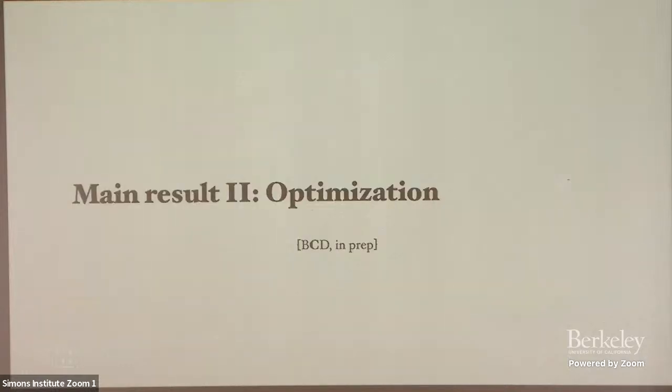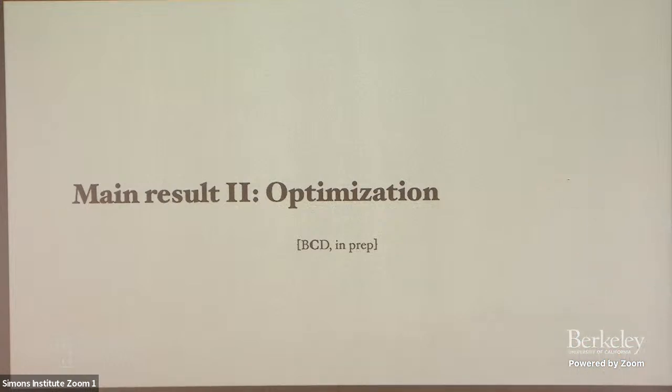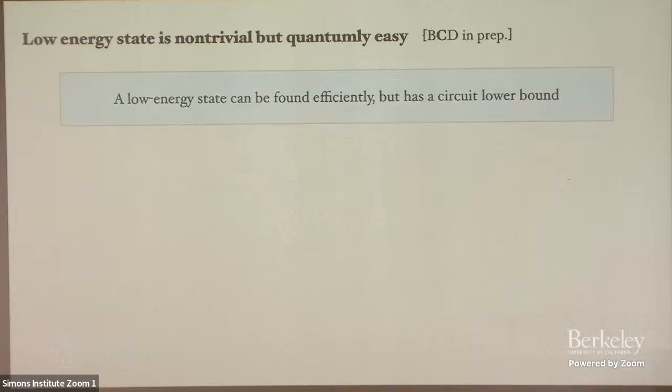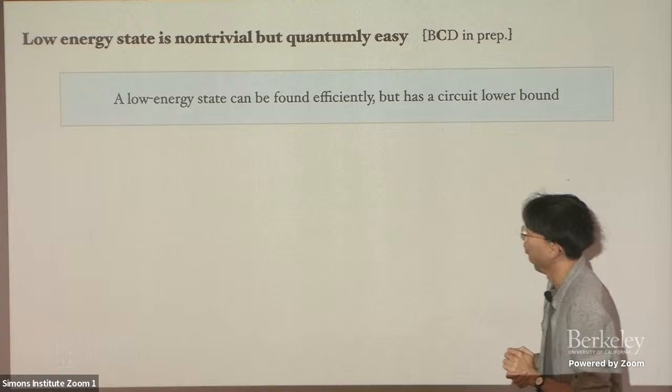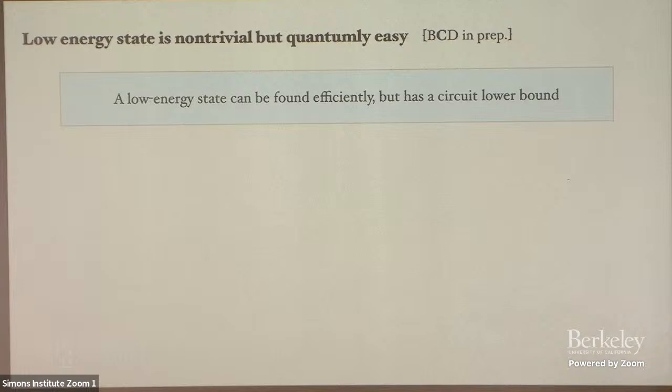Right, so I'll very quickly mention the other side of the result. So right now I just showed you that this non-glassiness is some indicator of glassiness. If it's not glassy, then maybe it will be easy. And here we'll give you some more direct algorithmic evidence about how we can actually directly optimize these models. So here's a claim in a different paper: there's an efficient algorithm that prepares low energy states of these models, but it also enjoys the same kind of circuit lower bound that I've told you.